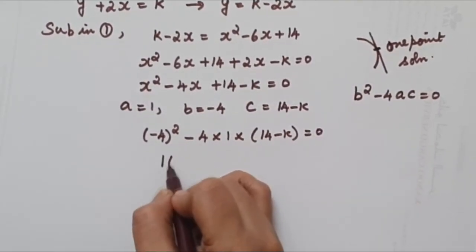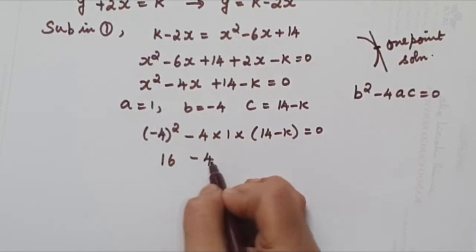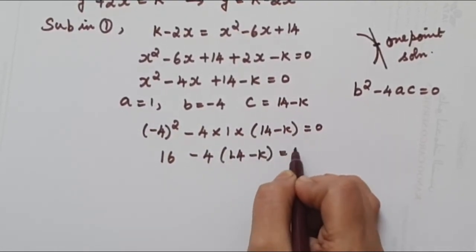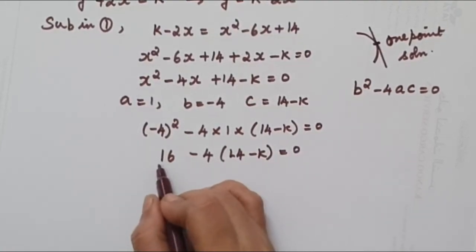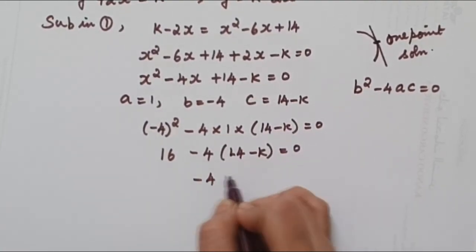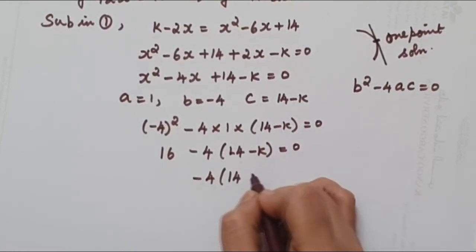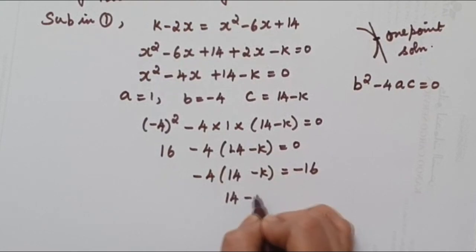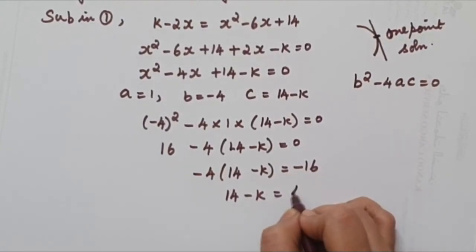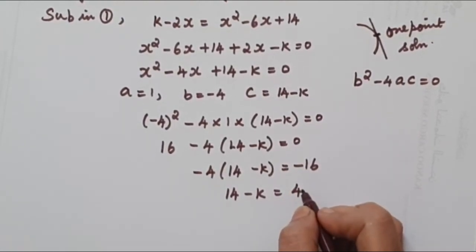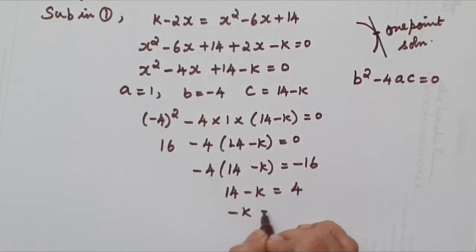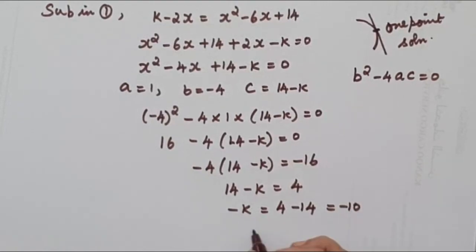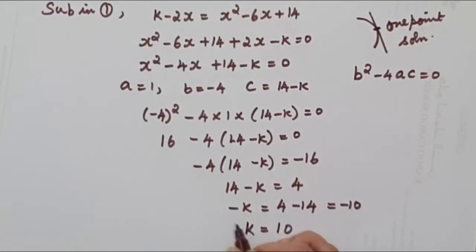So when we simplify it, it is 16 minus 4 into 14 minus k equal to 0. So let us subtract 16 on both the sides. So we get it as minus 4 into 14 minus k equal to negative 16. So divide by negative 4 on both the sides. So we'll get a 4. So 14 minus k will be equal to 4, so minus k will be equal to 4 minus 14. So it will give us a negative 10. So k will be equal to 10.